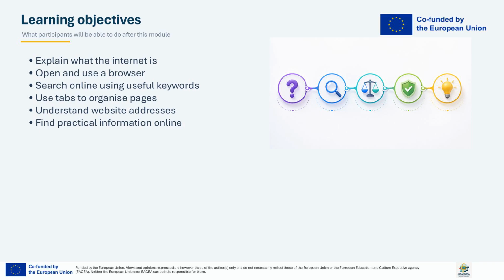By the end of this module, you will be able to explain what the internet is, open and use a browser, search online using useful keywords, use tabs, understand website addresses, and find practical information online. These are very useful skills in daily life. For example, you may need the internet to find a doctor, check public transport, search for a school, complete a form, or find public service information. Today, we will focus not only on using the internet, but also on using it safely and wisely.